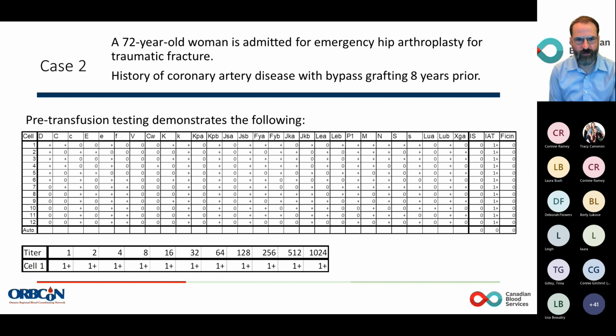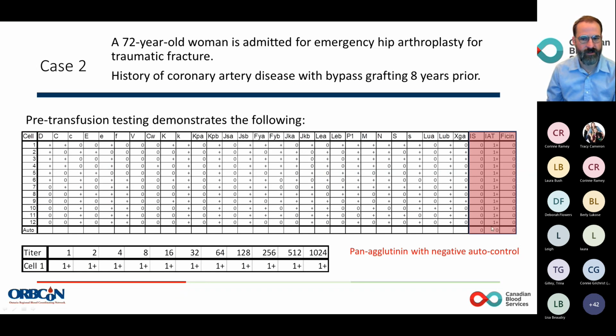So this is a 72-year-old woman who's admitted for emergency hip surgery after a traumatic fracture. She has a history of coronary artery disease with bypass grafting 8 years earlier, and her pre-transfusion testing is shown. We'll take a minute to go through the interpretation of that. So what are we seeing on the pre-transfusion testing?